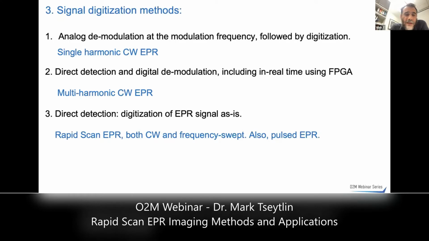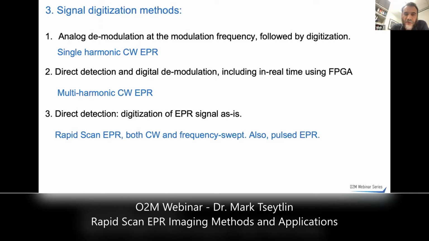And the next approach is direct detection, when you digitize the EPR signal as is and you use it as is. That used to be pulsed EPR, when we detect relatively short FIDs or echoes, but now that's the case for rapid scan. We need to detect and average in real time rapid scan signals without losing any, ideally, data points. And for that, you need fast digitizers.